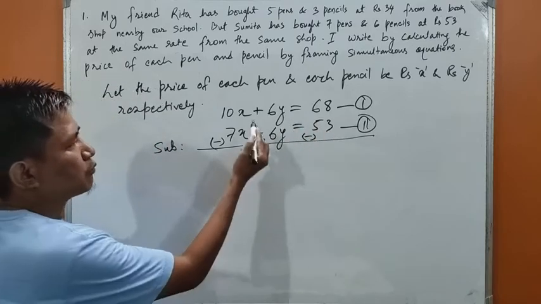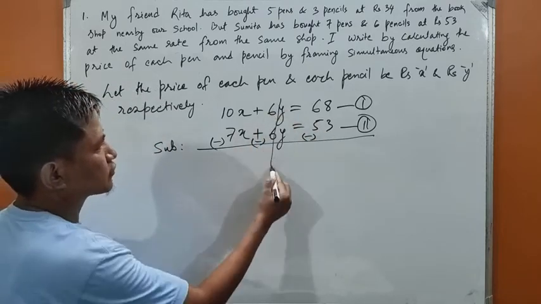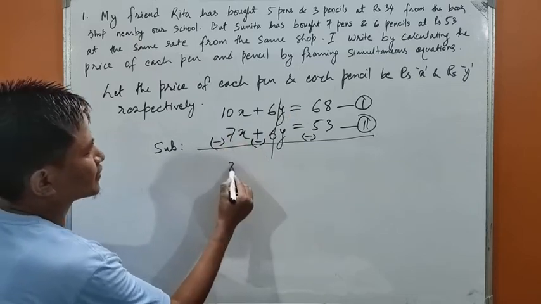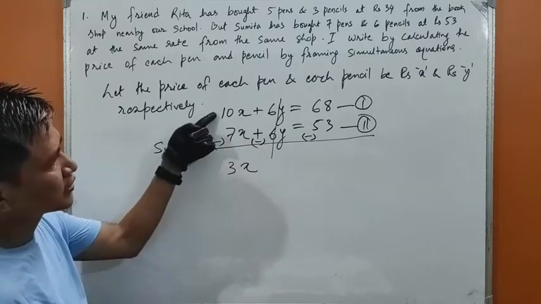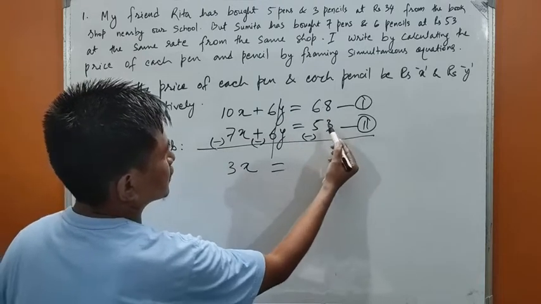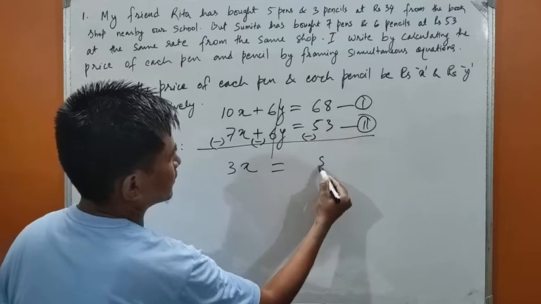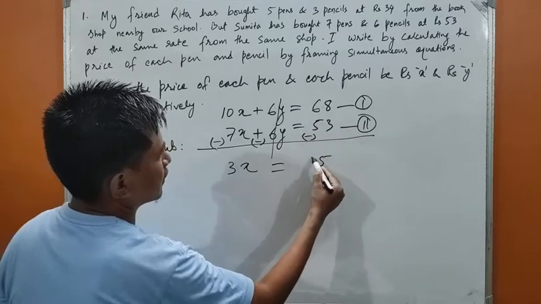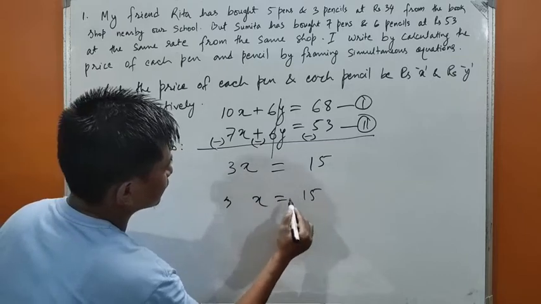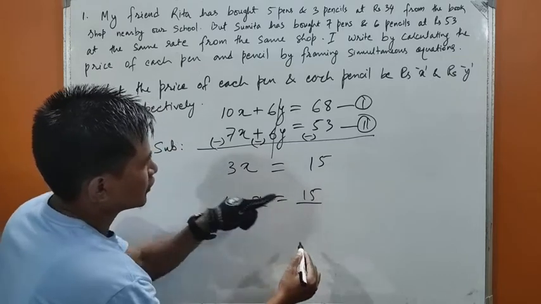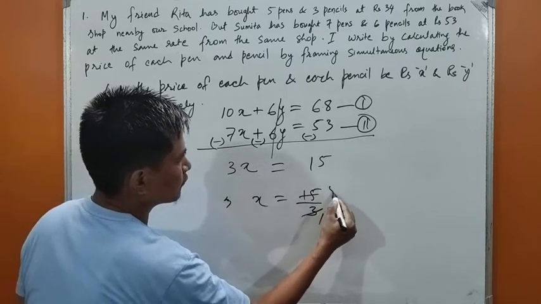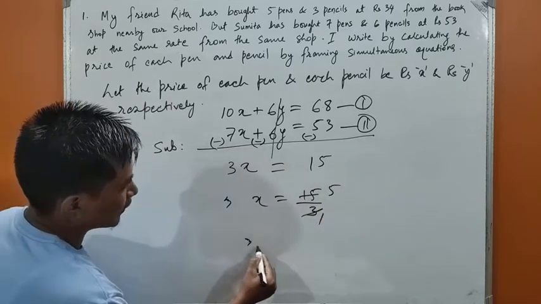Now plus 6y and minus 6y cancel out. It becomes 0, isn't it? So 10x minus 7x is 3x, equals 68 minus 53. 8 minus 3 is 5, so 6 minus 5 is 1. So 15. Or x equals 15 upon 3, this 3 comes to the denominator. 3 1s are 3, 3 5s are 15, isn't it? Or x equals 5.